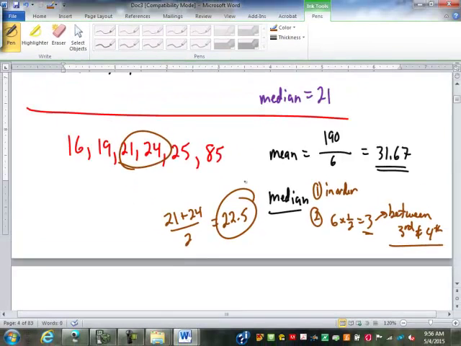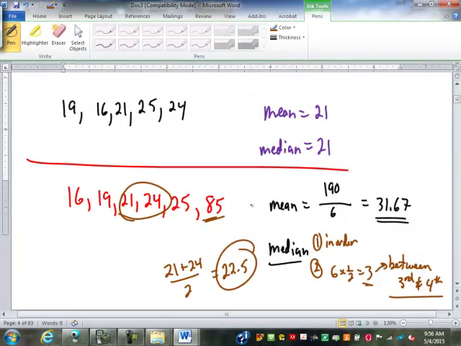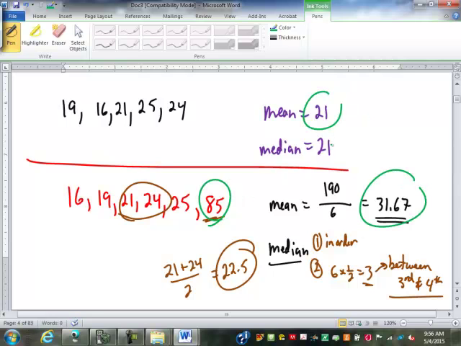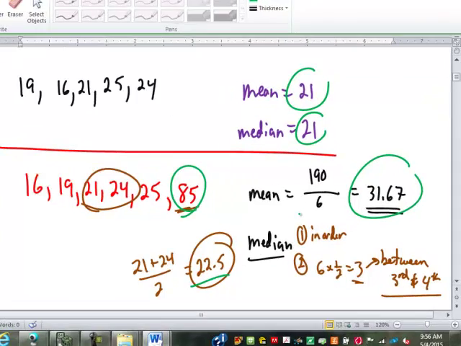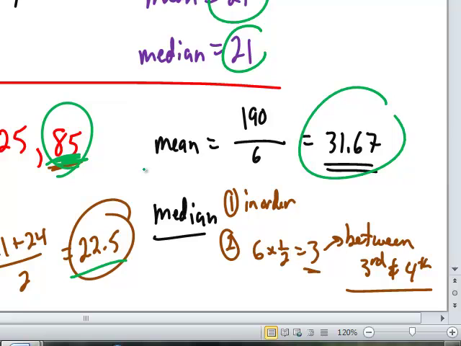So notice, when I added this single number, 85 here, the mean went from 21 to 31.6. The median went from 21 to 22.5. That one really large number is called an outlier. One unusually large or unusually small number can do the same thing: change the mean by a lot. In fact, the new number, the 85, is the only number in the list that is bigger than the mean. Everything else is smaller.